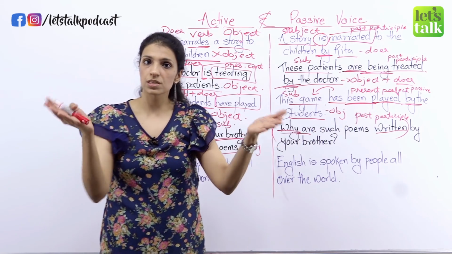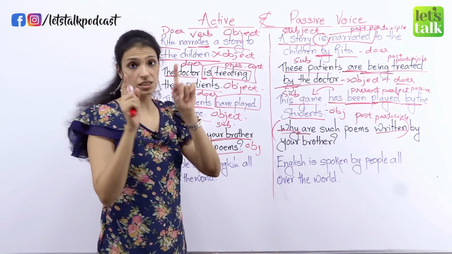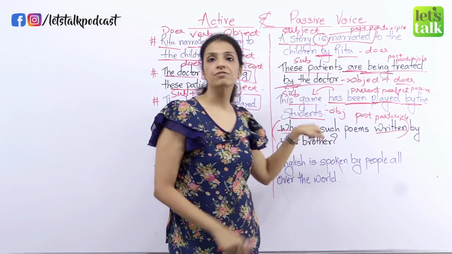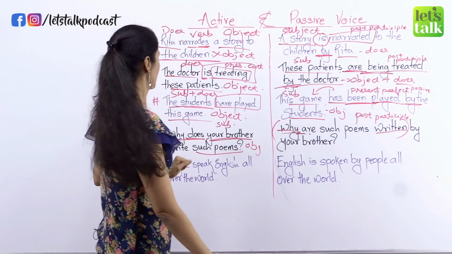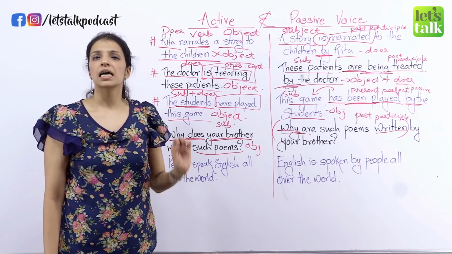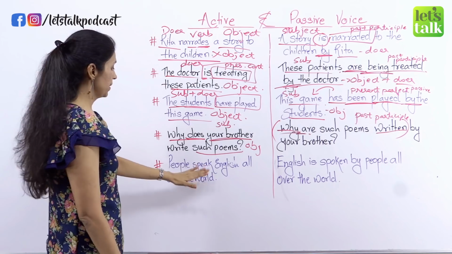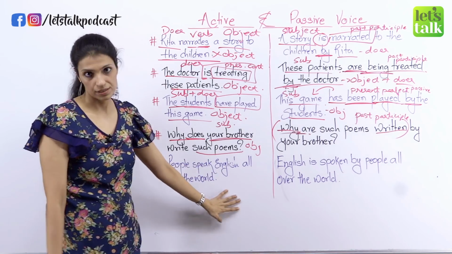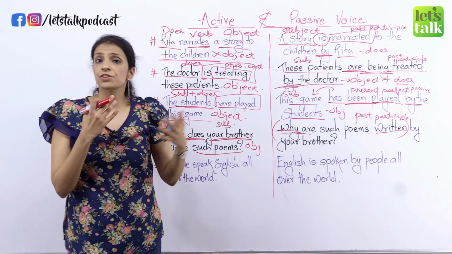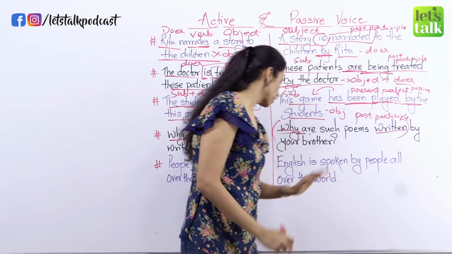Question remains a question, subject, object, object, subject. Verb goes in the past participle, and yes, because it is present tense, does, I have kept a present tense verb. Alright. The last one's a bit tricky and you need to pay a little more attention because people speak English all over the world. Now that you know the rules, I'm sure you're going to come up with this sentence, English is spoken by people all over the world.